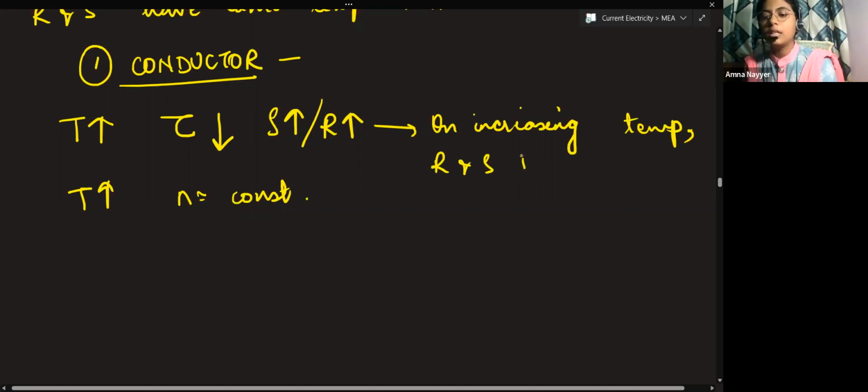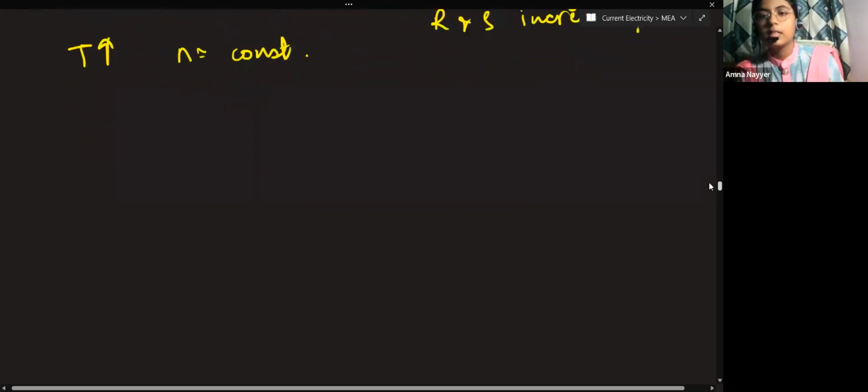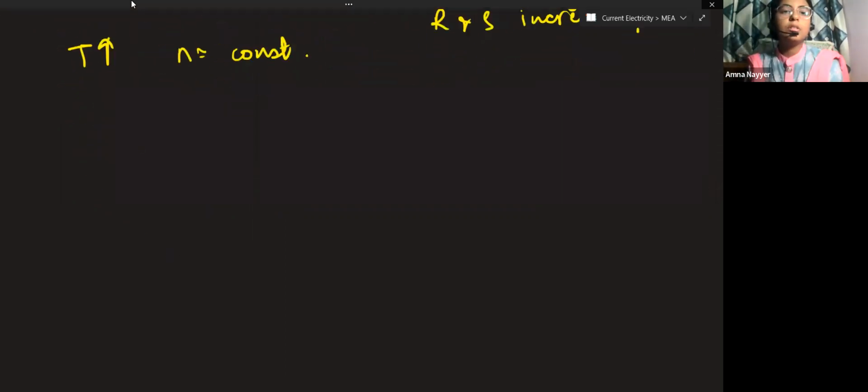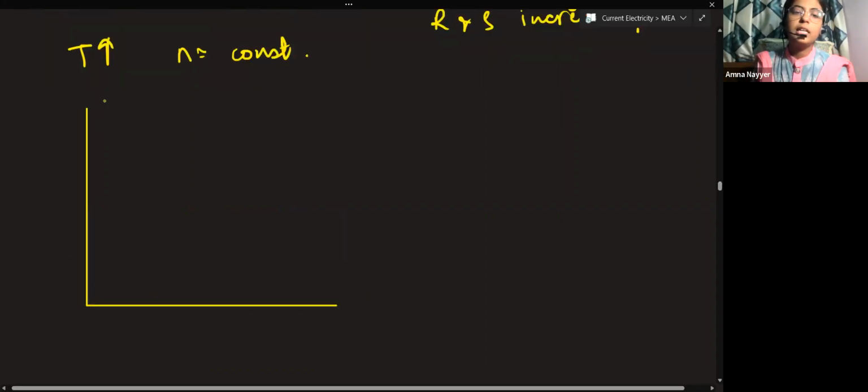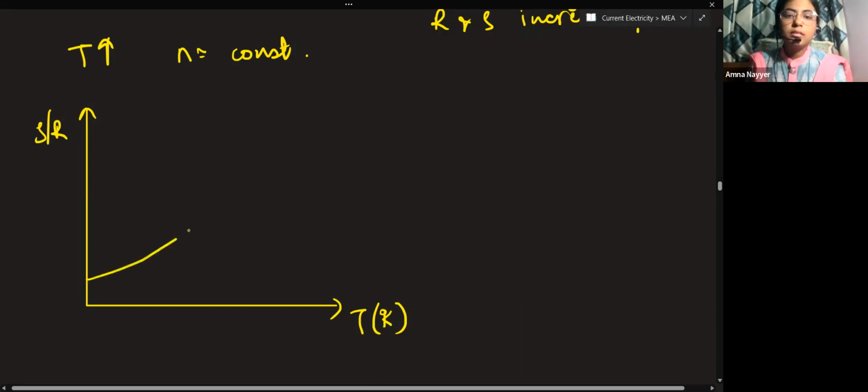R and rho increase. Also, apart from this conclusion, you have to remember the graph. In your board exams also, this graph comes, and in your entrances, this definitely comes. This is the resistance or resistivity graph with temperature. Let's take the temperature in Kelvin because it's the SI unit, and resistance and resistivity in their own SI units, ohm and ohm meter. So the graph is in this manner.